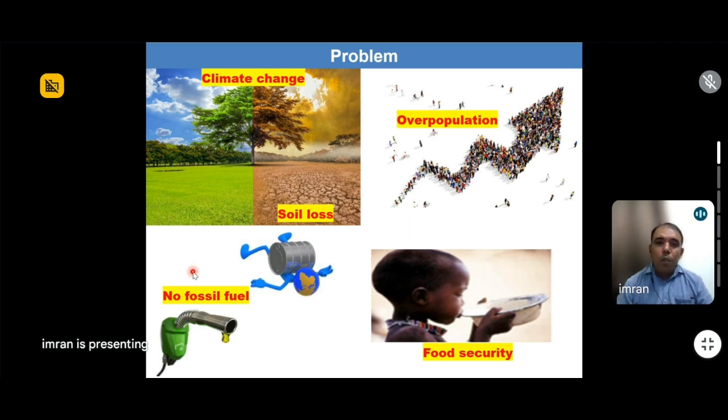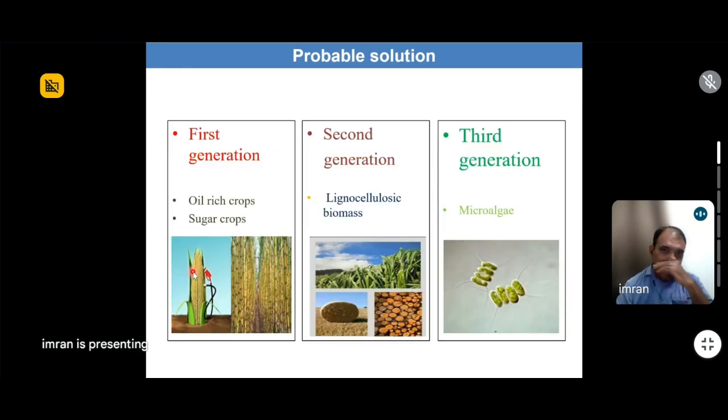In this regard, one of the better solutions to produce fuel is the utilization of various types of biomass to generate fuels. This biomass is categorized into 3 different categories. One is first generation biofuel production crops, which are majorly produced from oil-rich crops and sugar crops. As I mentioned in my previous slide, we do not have sufficient food to feed the population of the globe. In this scenario, utilizing these food crops to produce fuel is not a good option, so we cannot consider them a very good resource for biofuel.